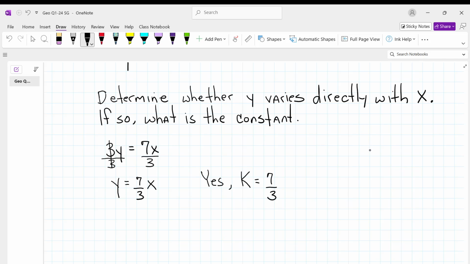All right. Direct variation, you can write equations two ways. You can write y equals k times x, or you can write y divided by x is equal to k. If you can write an equation in this form or this form, then they vary directly. If you can't, well, then they don't. So let's take a look at an example of when they don't.